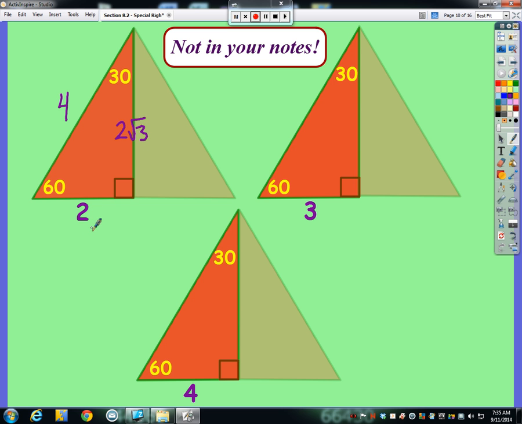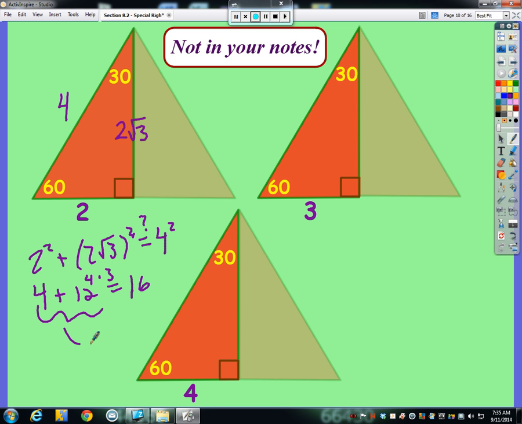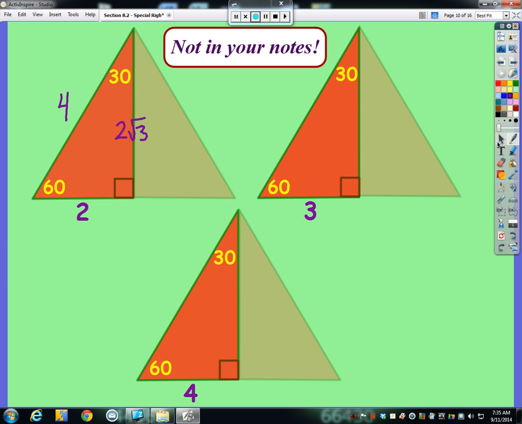Now, if I did the Pythagorean theorem real quick, if I did 2 squared plus quantity 2 root 3 squared, does that really in fact equal 4 squared? Well, that's 4. This will be 4 times 3, which is 12. And this is 16. And 4 plus 12 does in fact equal 16. So the Pythagorean theorem does in fact hold with that particular pattern. So if I had 3 down here, this would have to be 6, and this would be 3 root 3. And if this was 4, this would be 4 root 3. And this would be double the 4, and it would be 8.